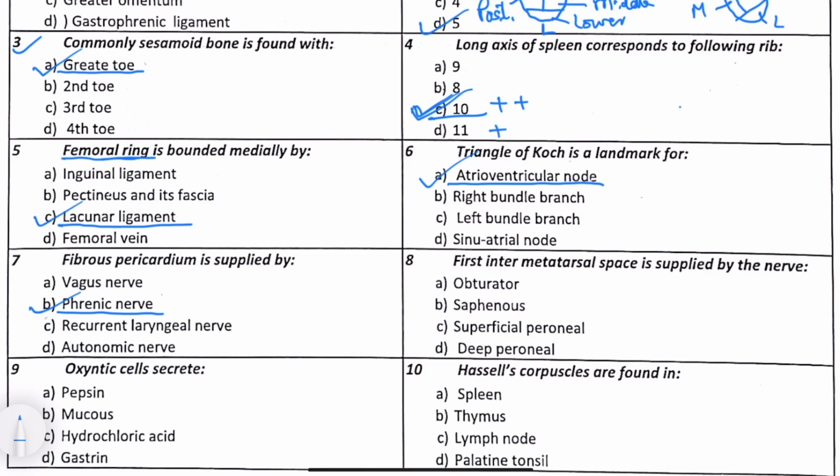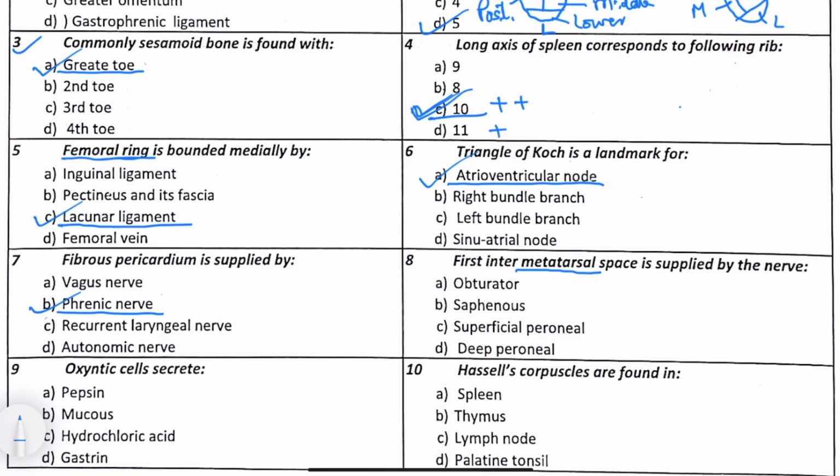Similarly, pain because of splenic rupture or an enlarged spleen rubbing the diaphragm from below, so the pain arising due to the spleen might be referred to the left shoulder. MCQ number 8. The first intermetatarsal space is supplied by which nerve: obturator nerve, saphenous nerve, superficial peroneal nerve, deep peroneal nerve.